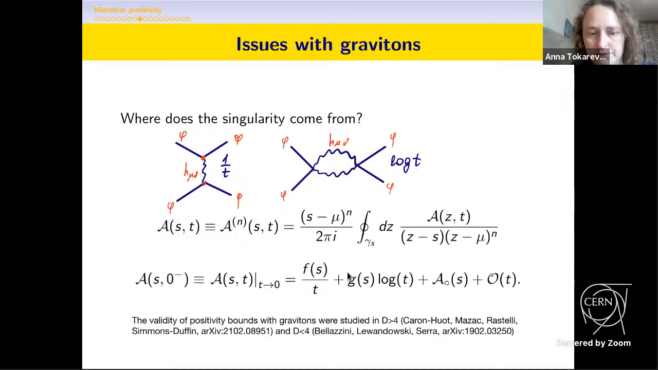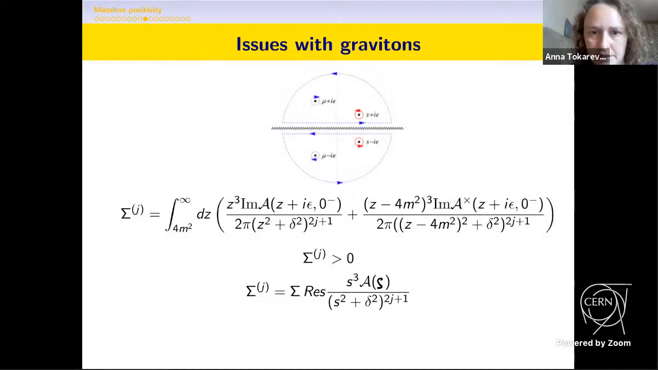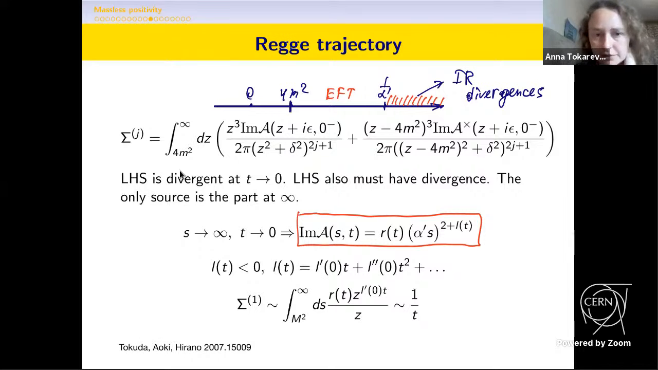And for the second derivative of the amplitude with respect to s, we also cannot take the forward limit of the dispersive relation which we used for all these constraints. So let me skip this, not going into too much detail. For the amplitude containing gravitons, we can also write the same dispersive relation, but it has infrared divergences in the limit of t to 0.